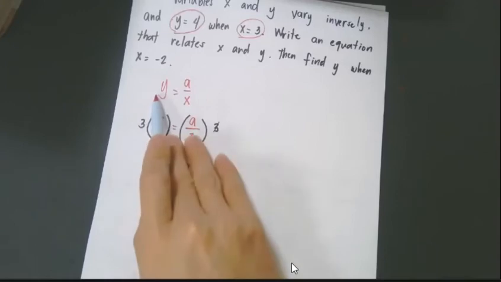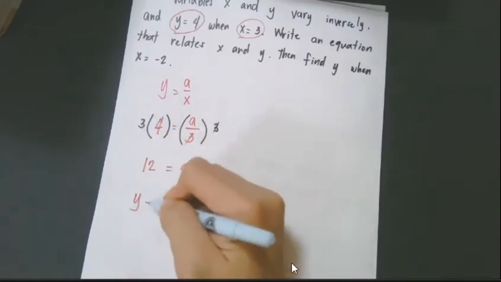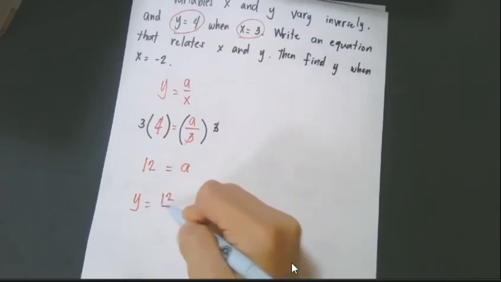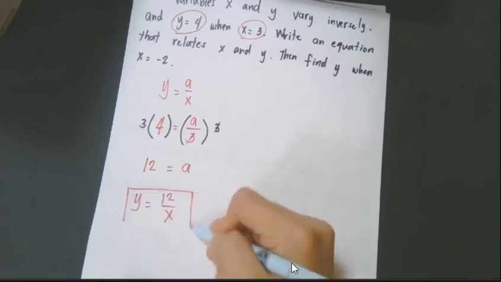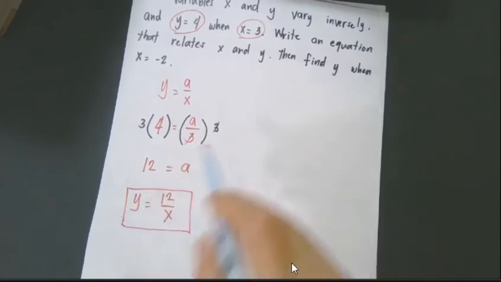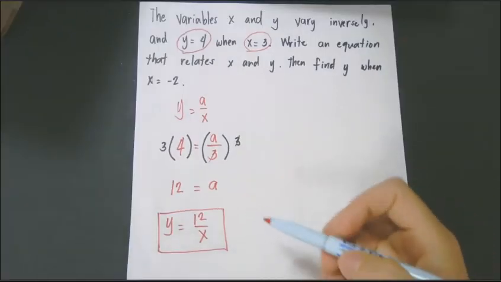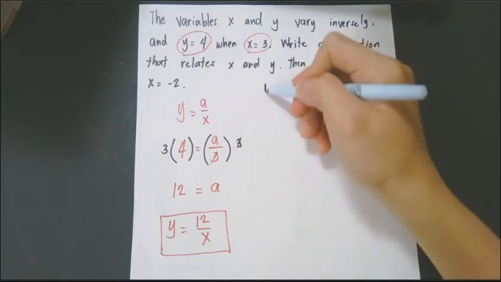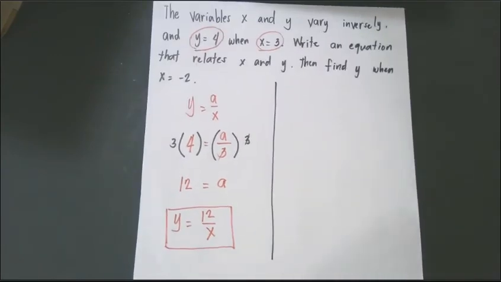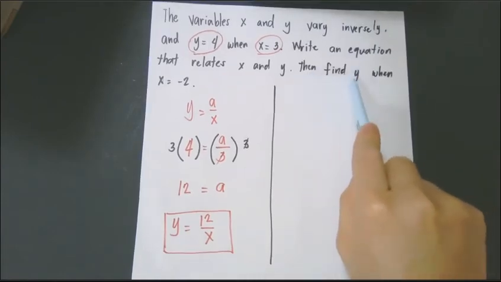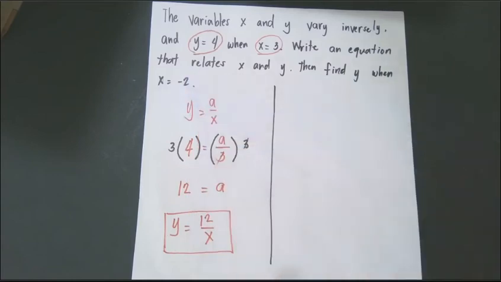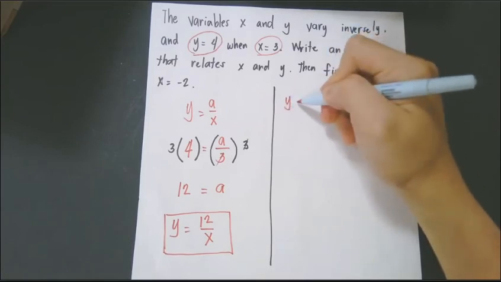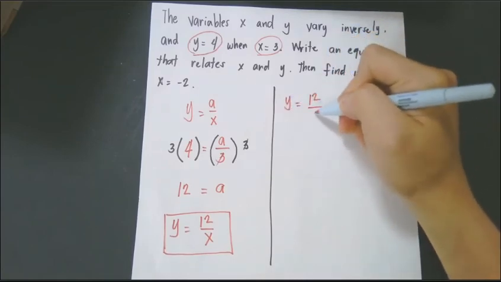Going back to the general equation, which is y is equal to a over x, now a is 12, so we just write 12 over x. That is now your equation for the first problem. Now that we got this equation, we can proceed to the last part of the problem, which is find y when x is equal to negative 2. How do we do that? First, you write the equation you got here: y is equal to 12 over x.